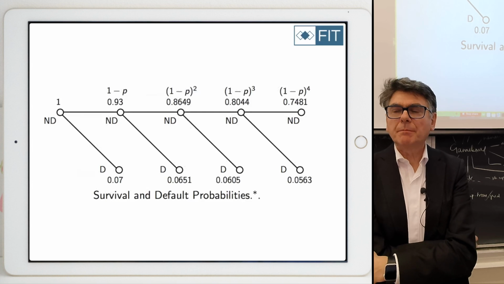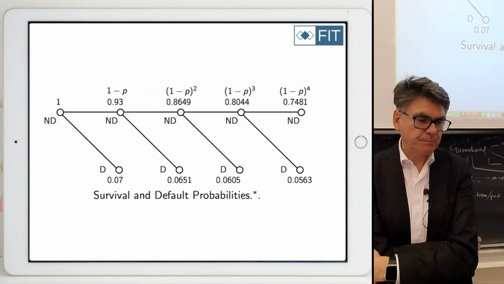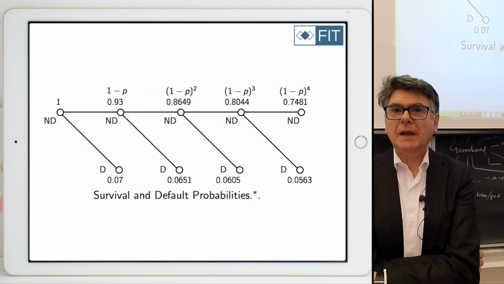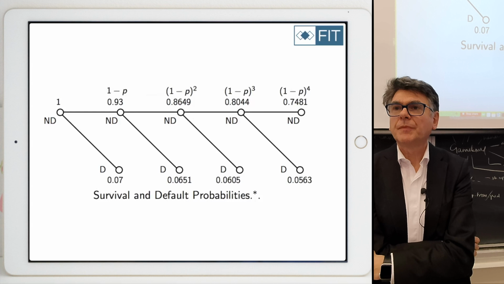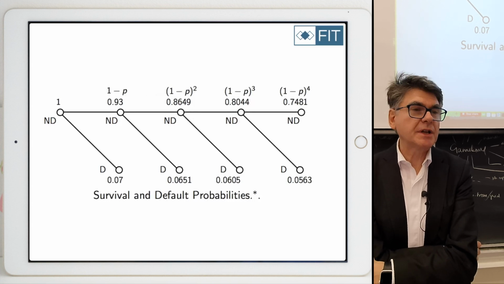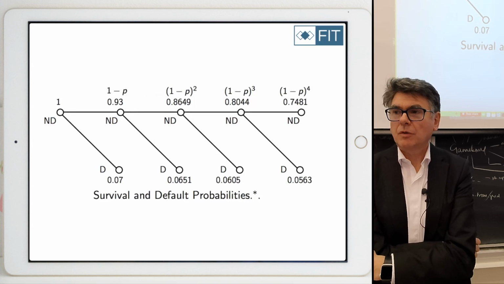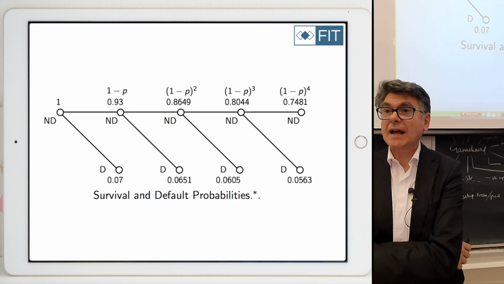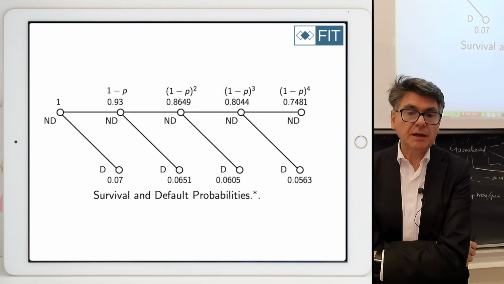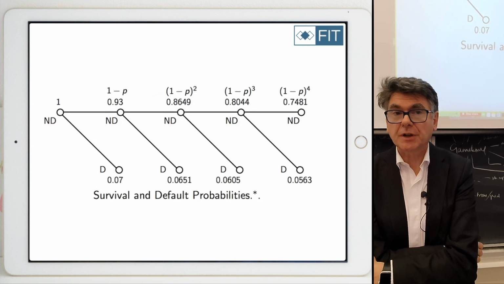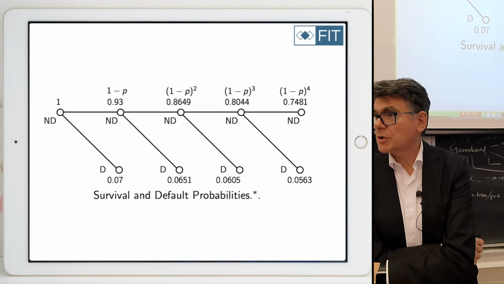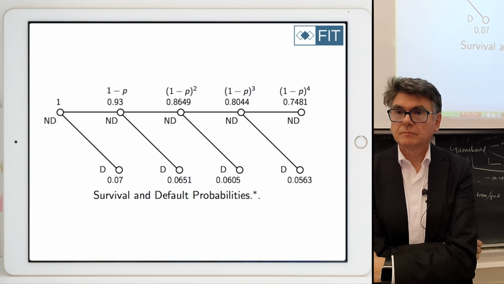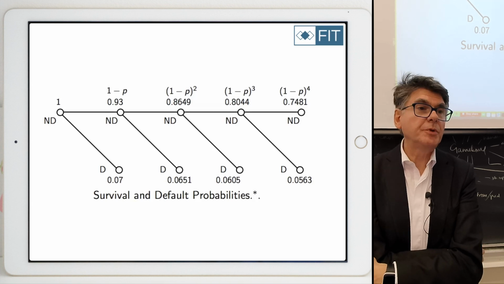So this describes my credit quality over time. The probability that I default on the first year is 7%. The probability I'm solvent on the first year is 93%. Going beyond that, the probability I'm solvent for 2 years in a row is 86.5%. The probability I default on the second year is 6.5%. And so on and so forth. You can all do this. These numbers will be useful to calculate the price.